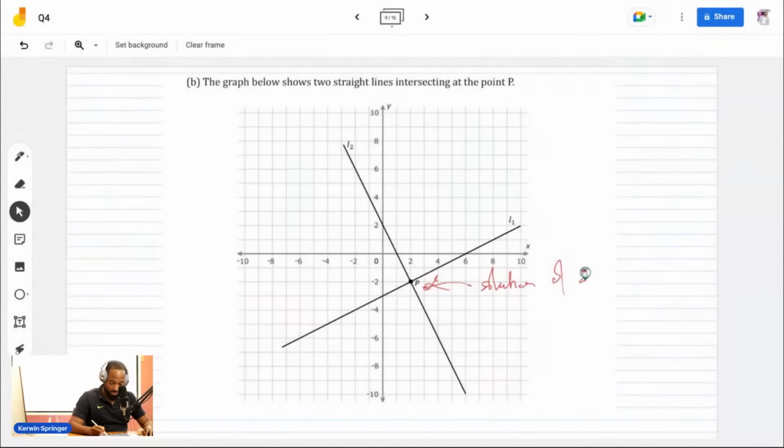The graph below shows two straight lines intersecting at the point P. So that's the solution of a simultaneous equation, right? I don't even know where the question is going yet.